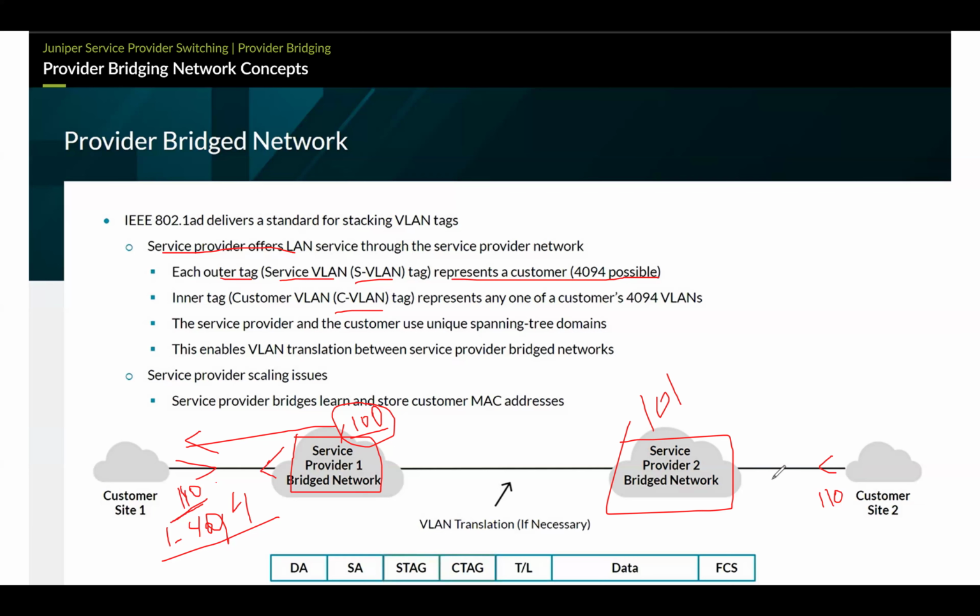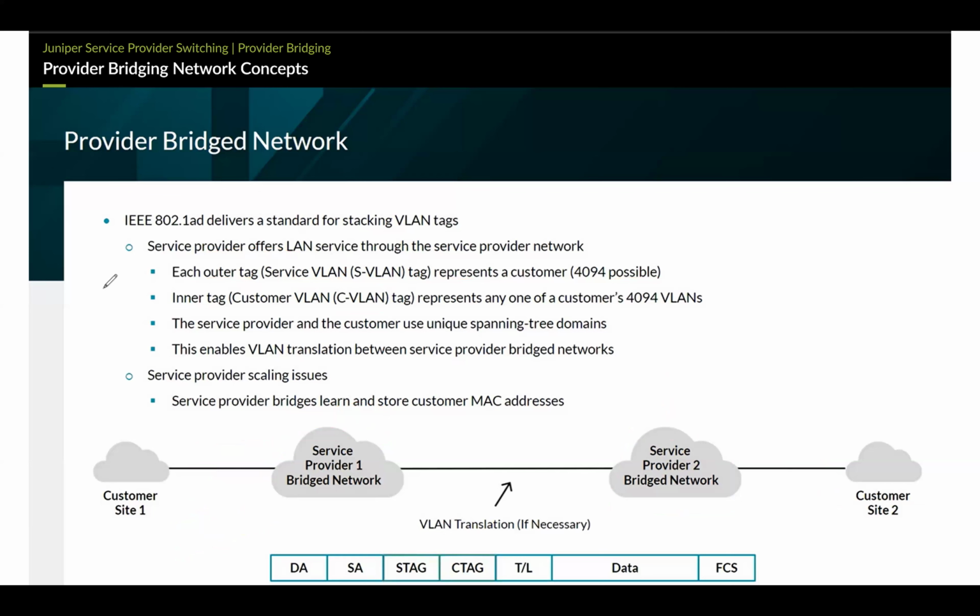So in that case, per customer can use the range of VLANs. The range of VLANs will be 1 to 4094. But from the service provider perspective, they are assigning only a single VLAN. This is called the edge VLAN. Okay. So this one is the outer tag, and C-VLAN is called the inner tag. So this is the concept of the provider bridge network.